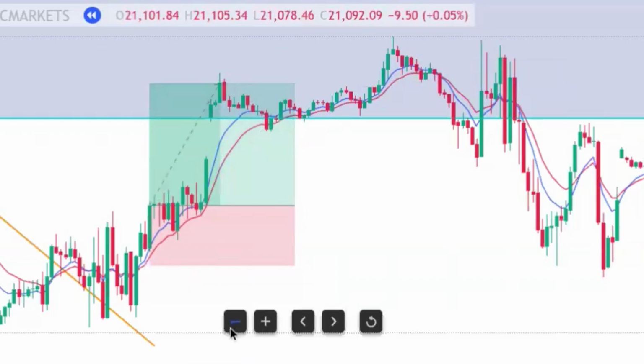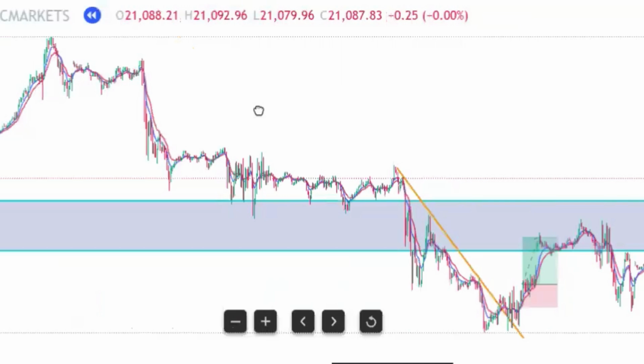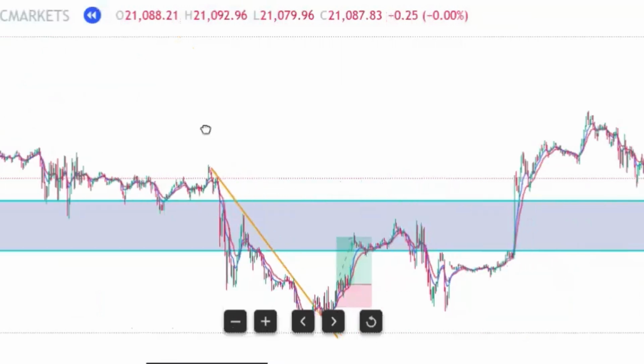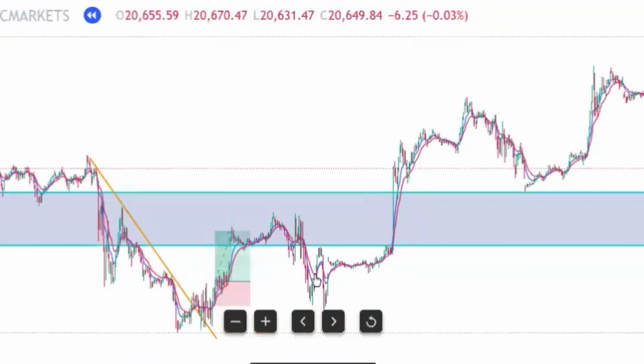Now, one of the beautiful things that I want you to kind of pay attention to is the fact that you've made 1 to 2, right? And you've made your profits right here. But bear in mind, look, we came back into the same area right here.